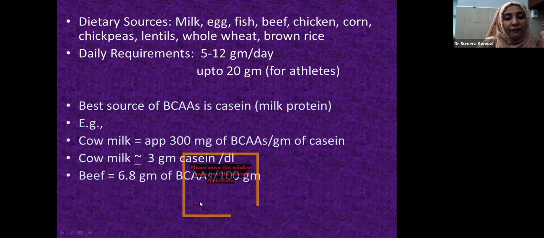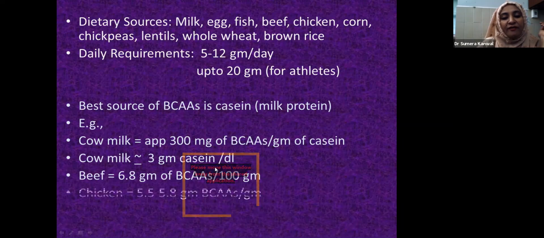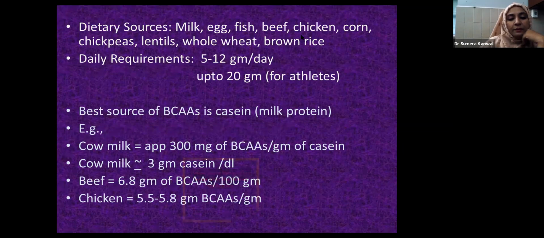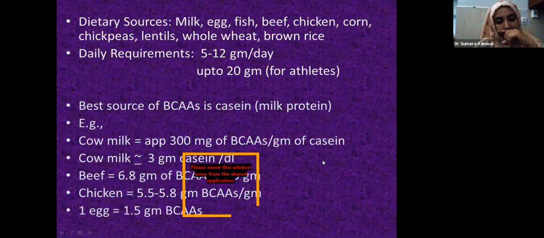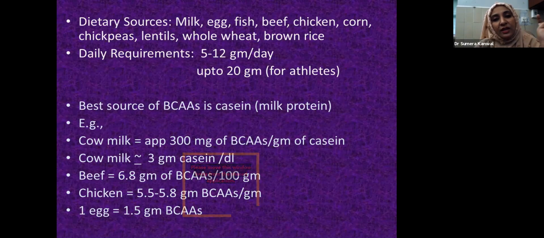100 grams of beef contains 6.8 grams of branched chain amino acids. 100 grams of chicken contains 5 to 5.5 grams, and a single egg contains 1.5 grams of branched chain amino acids. So if we take a cup of milk, an egg, and a piece of meat daily, then we could be sufficient in branched chain amino acids: valine, leucine, and isoleucine.